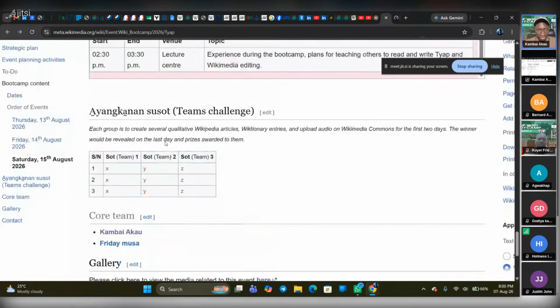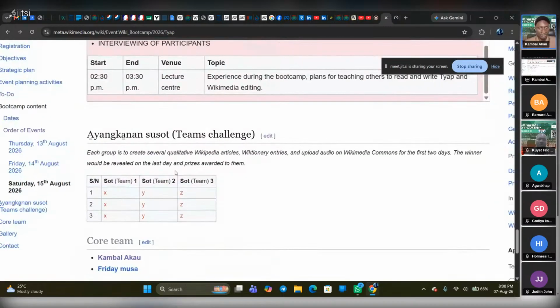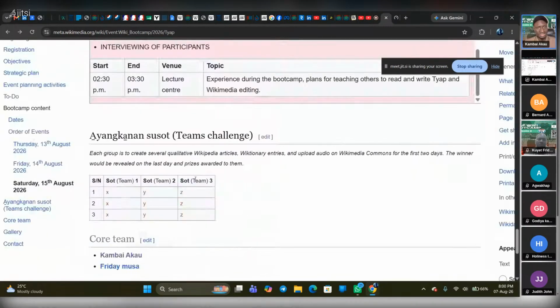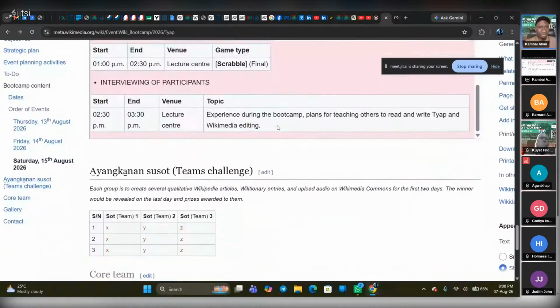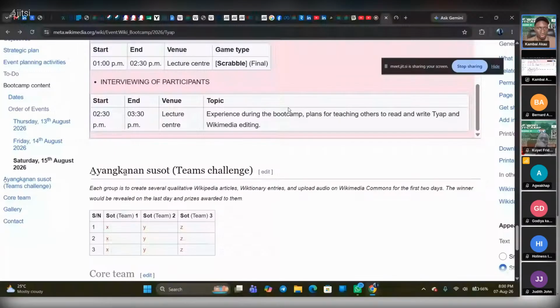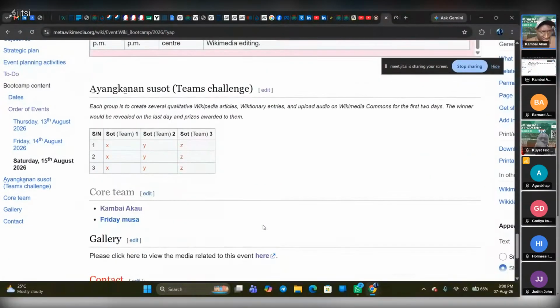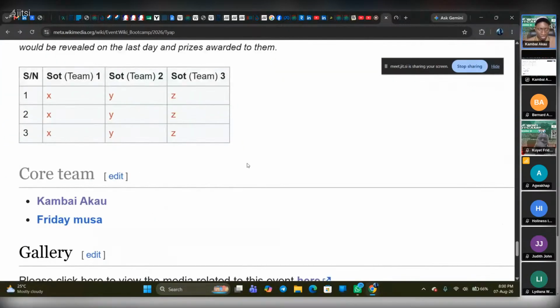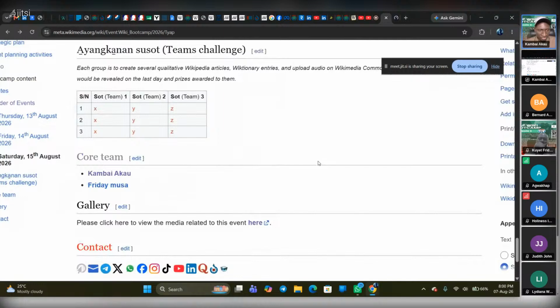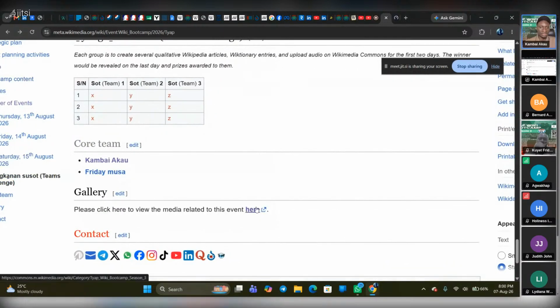So we're going to have something like a teams challenge, and we're going to have this teams challenge both in the classes for Wikipedia and dictionary creation, and also in the games. And at the end of the day, we are going to have prizes for the teams that come up tops in each of them. So please try to be very serious with this.